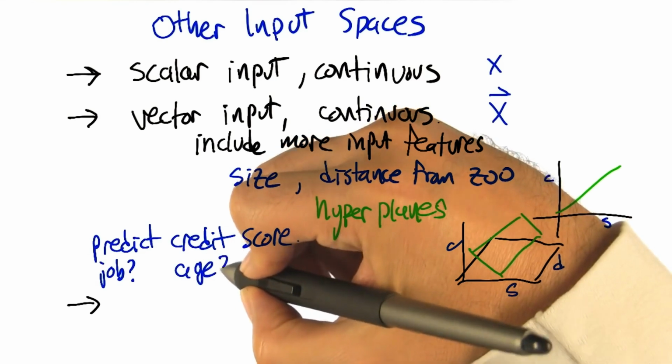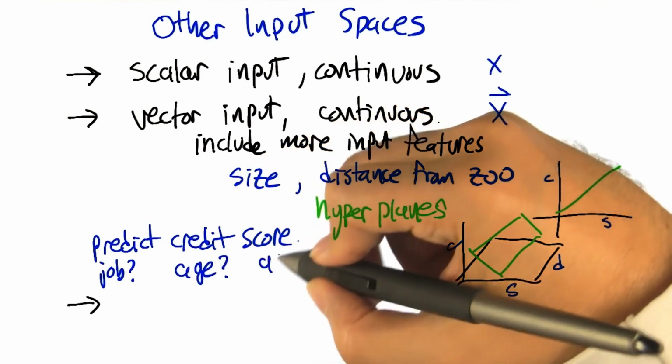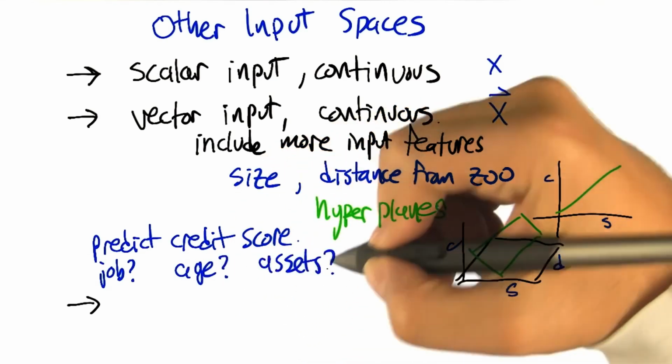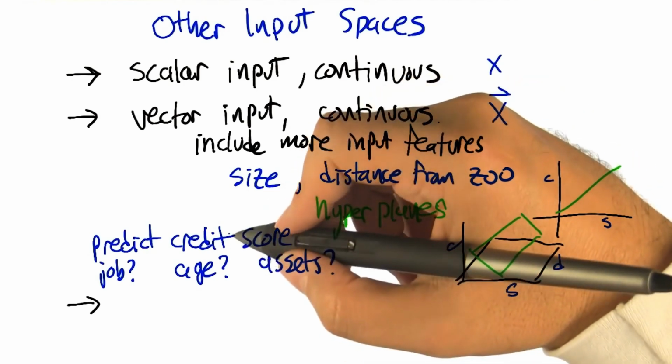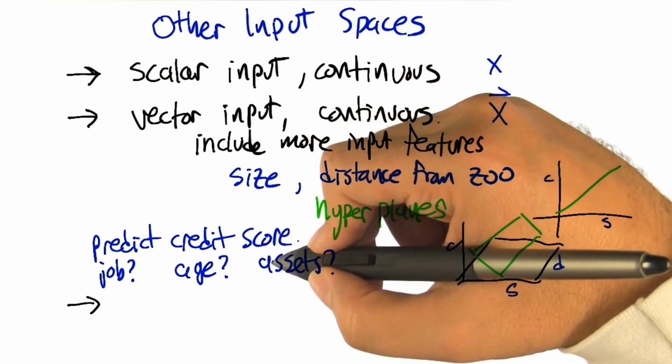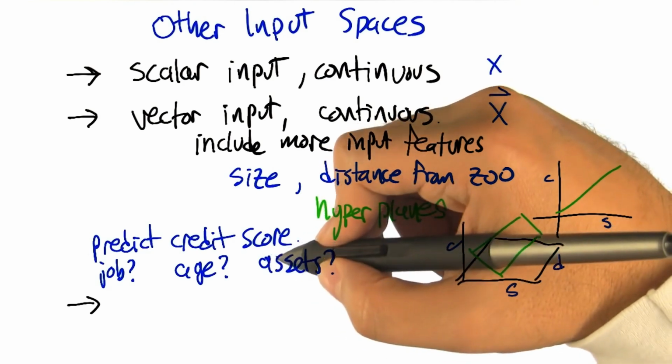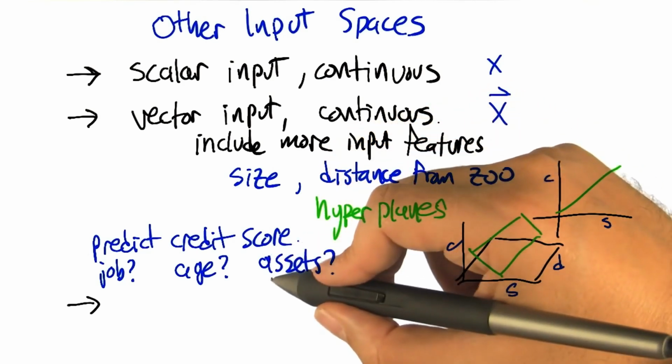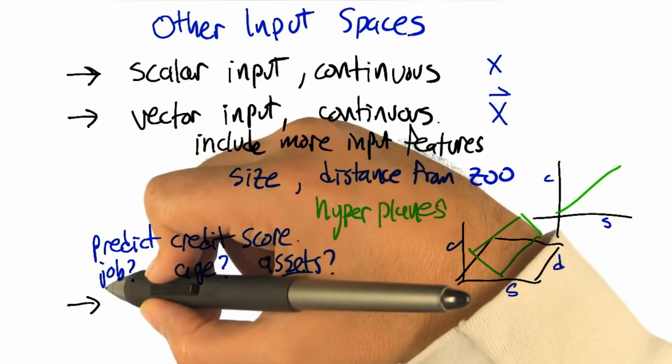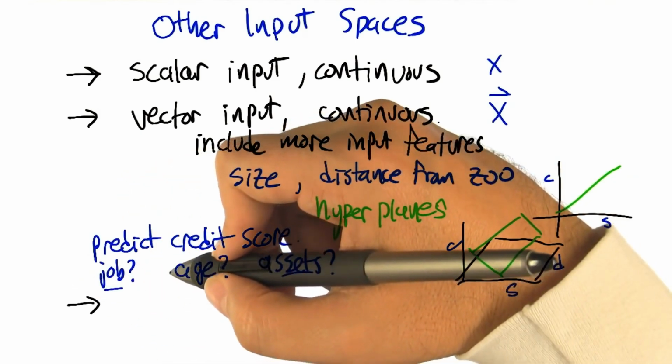Well, you could ask instead how many assets they have, how much money they have. Credit cards. Great. So things like what is the value of the assets that they own. This is a continuous quantity, like we've been talking about, but something like do you have a job, yes or no, is a discrete quantity.